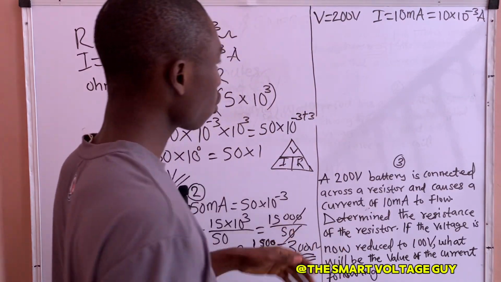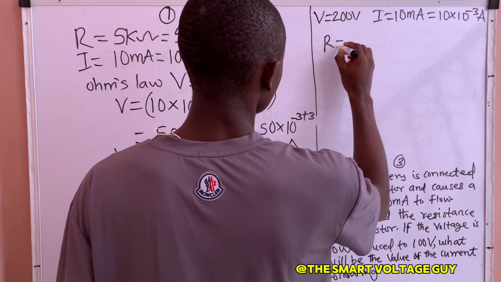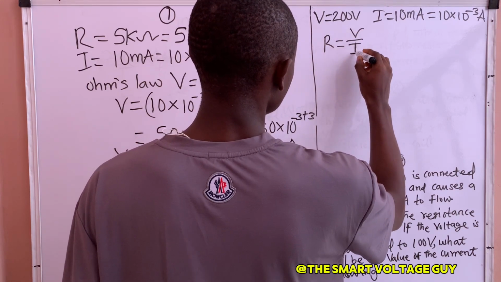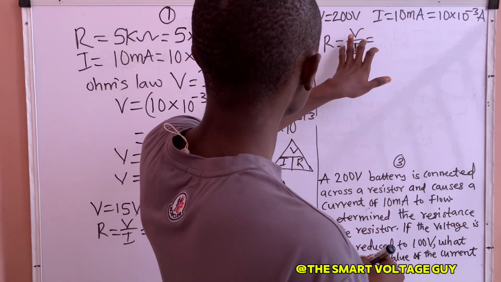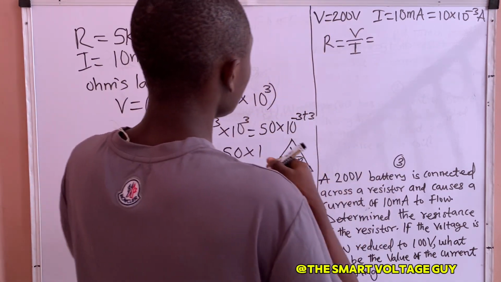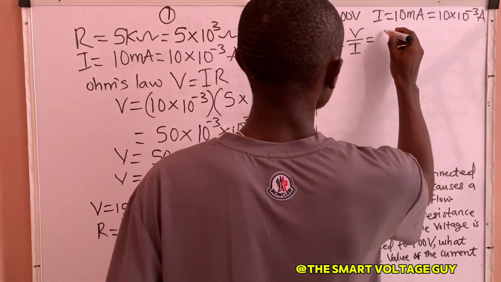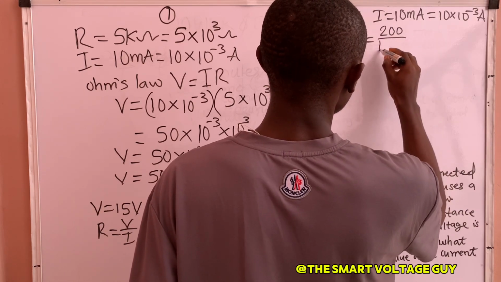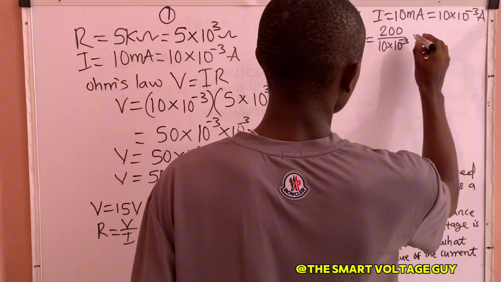So therefore, from Ohm's law, we have that R is equal to V divided by I, the voltage divided by current. So if we substitute the value of voltage and current into this Ohm's law formula, we have that R is equal to 200 divided by 10 times 10 raised to the power minus 3.